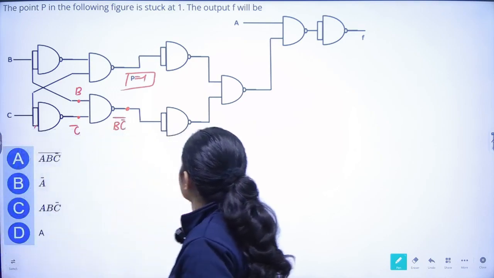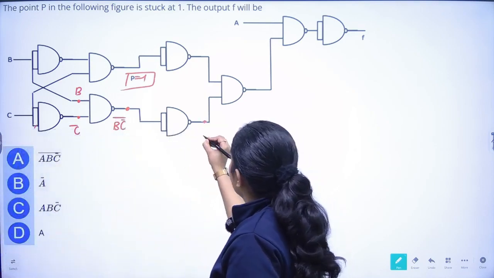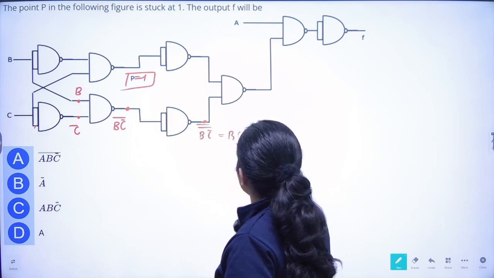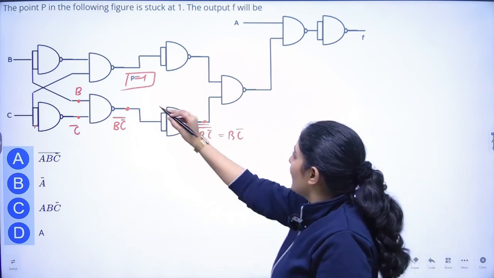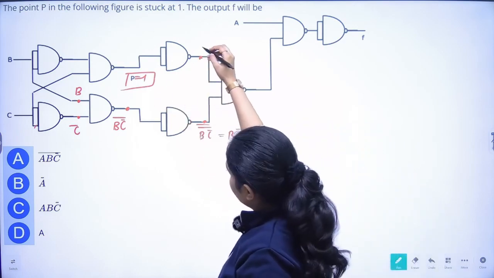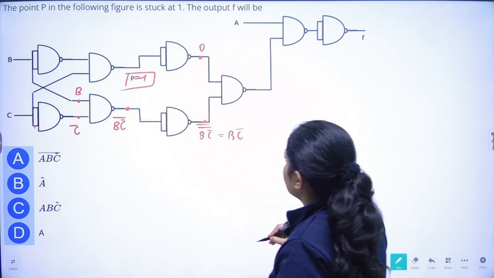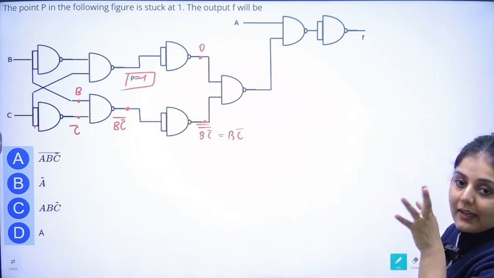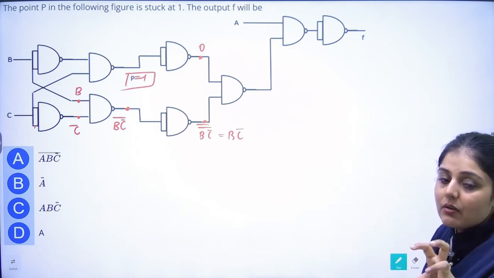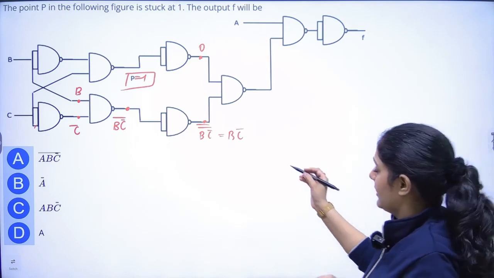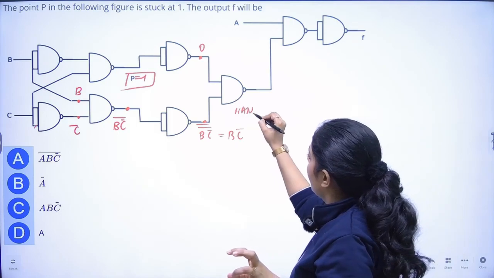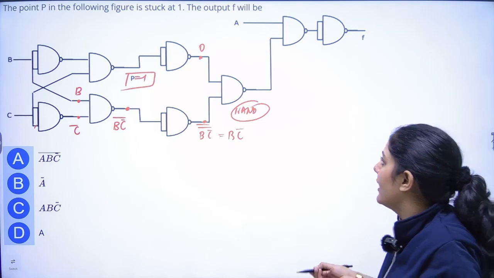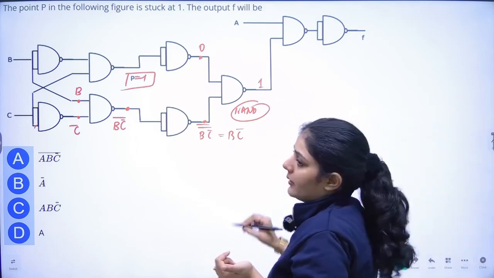Now the output of this is given to this NOT, so it will be B, C bar, whole bar, whole bar, which is nothing but B, C bar. And this is 1, so NOT 1 will be equal to 0. If I get input 0 at a NAND gate, and any of the inputs is 0, what will the output be? It will always be 1.